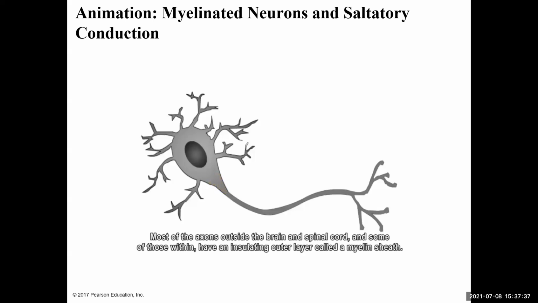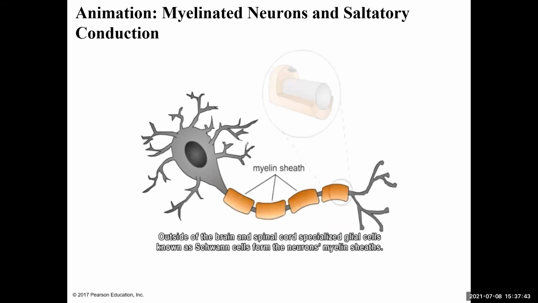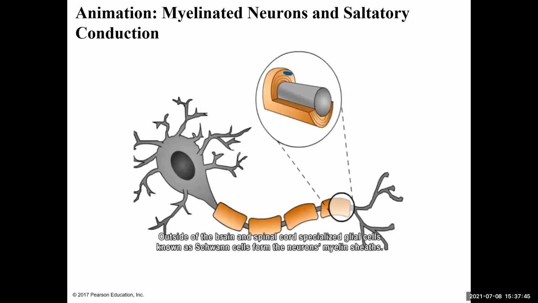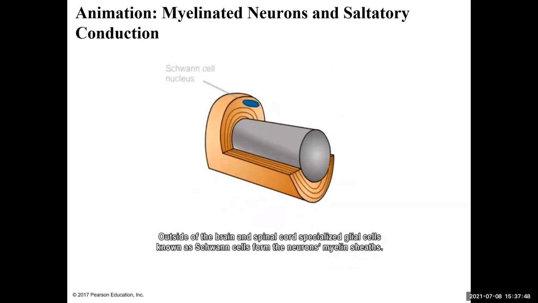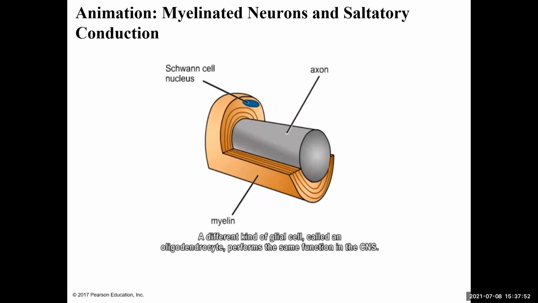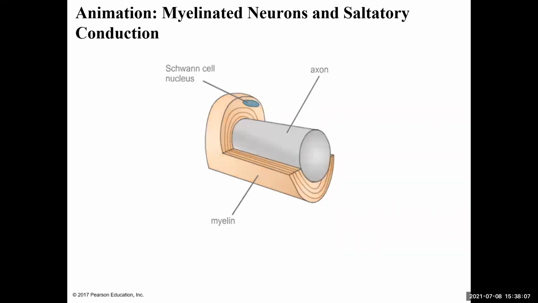Most of the axons outside the brain and spinal cord, and some of those within, have an insulating outer layer called a myelin sheath. Outside of the brain and spinal cord, specialized glial cells known as Schwann cells form the neuron's myelin sheaths. A different kind of glial cell called an oligodendrocyte performs the same function in the CNS. The glial cells wrap the axon in layers or sheaths of tightly compacted plasma membrane, which forms the myelin.